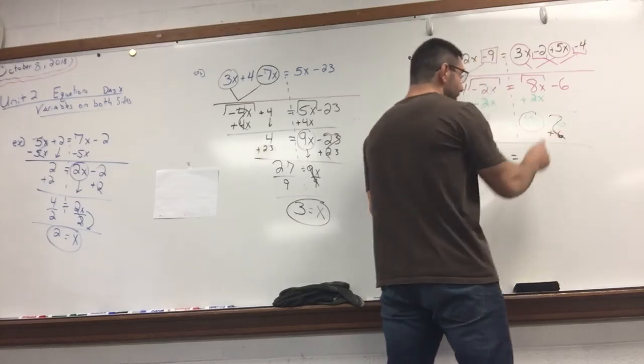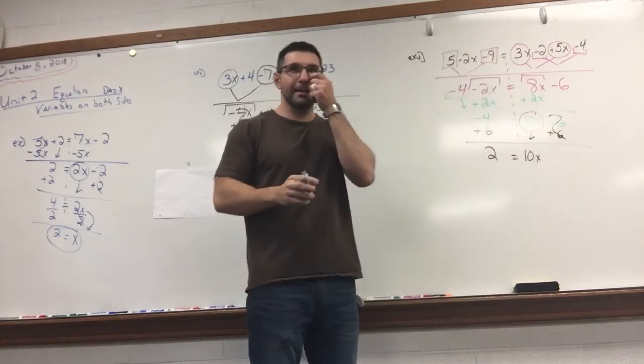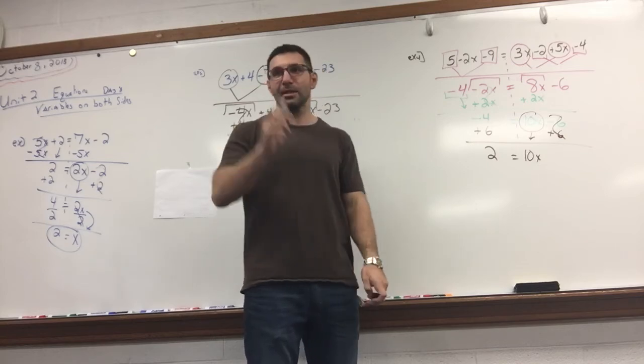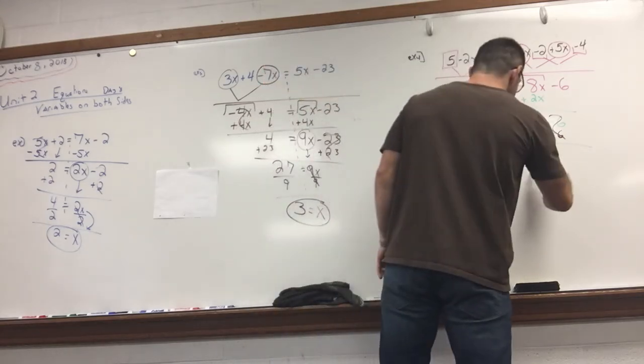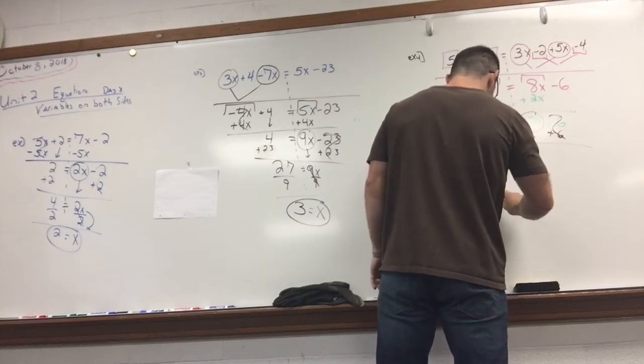This is 0, additive inverse. 10x comes down. How do I isolate the x? What do I need to do to isolate the x? Go ahead, Haley. Divide by 10. That gives me x equals 2/10.